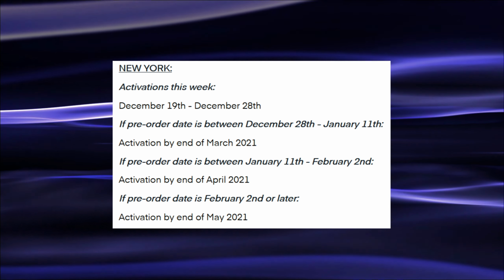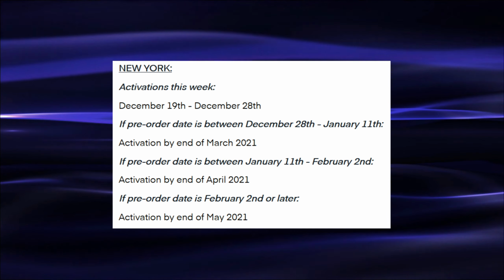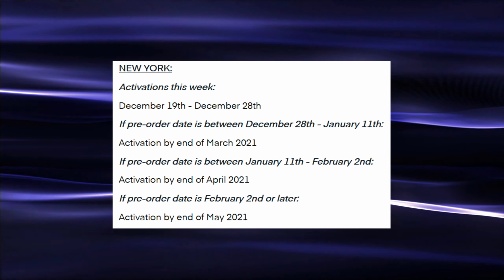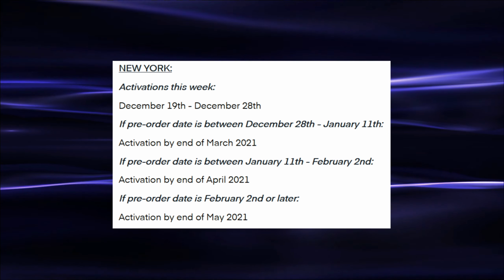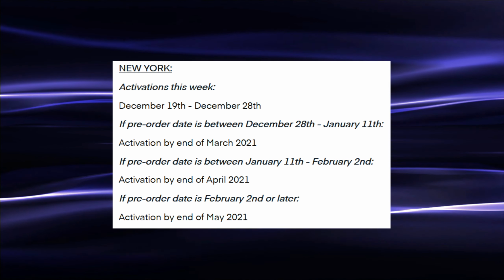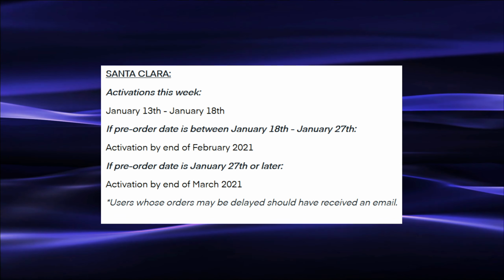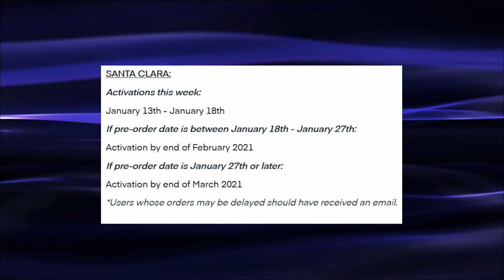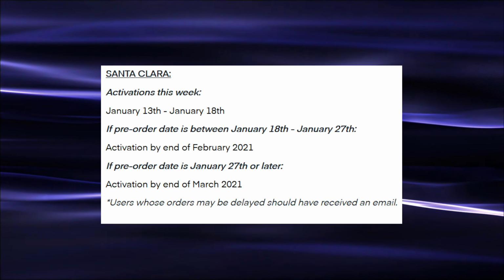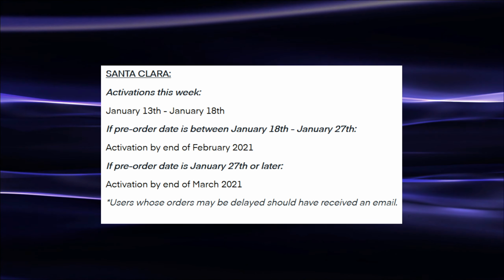New York activations for this week are from December 19th to December 28th orders. If you pre-ordered December 28th to January 11th, you're looking at the end of March. Between January 11th and February 2nd, your end of April, and February 2nd or later, your end of May. Santa Clara activations, we're looking at January 13th through January 18th for this week. If your pre-order date was January 18th to the 27th, you are end of February. If your pre-order date is January 27th or later, you're end of March.